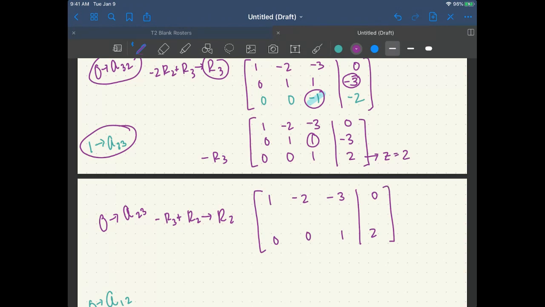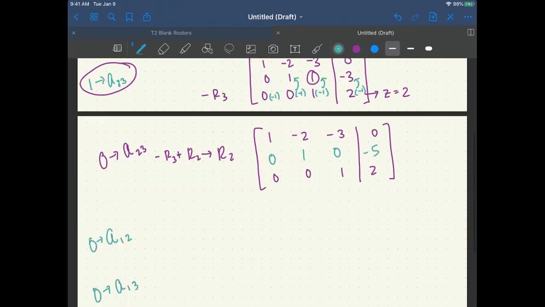And row 2 is being replaced by negative 1 times row 3. Times negative 1, times negative 1, times negative 1. Okay, so 0 plus 0 is 0. 0 plus 1 is 1. Negative 1 plus 1 is 0. That's our goal. And 2 times negative 1 is negative 2 plus negative 3 is negative 5. All right, 2 more steps here.